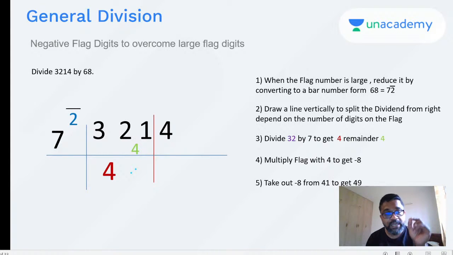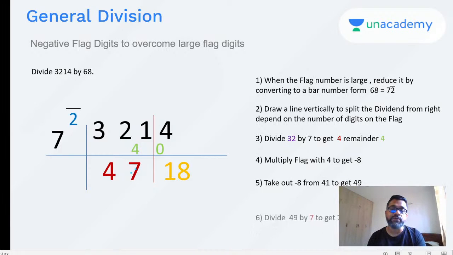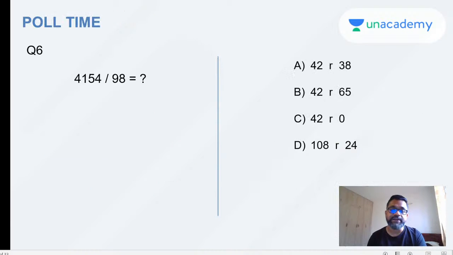Now I will multiply that 4 into minus 2 and I will add it to 41, right? So it will be 41 plus 8, which will give me 49. 49 is what I will divide by 7, which will give me 7 remainder 0, right? When I divide 49 by 7, I get 7 remainder 0. And then what will be my remainder now? It will be 4 plus 14, right? 4 plus 7 into minus 2, which is minus 14, and that's how you get your answer, right? So let's try this.